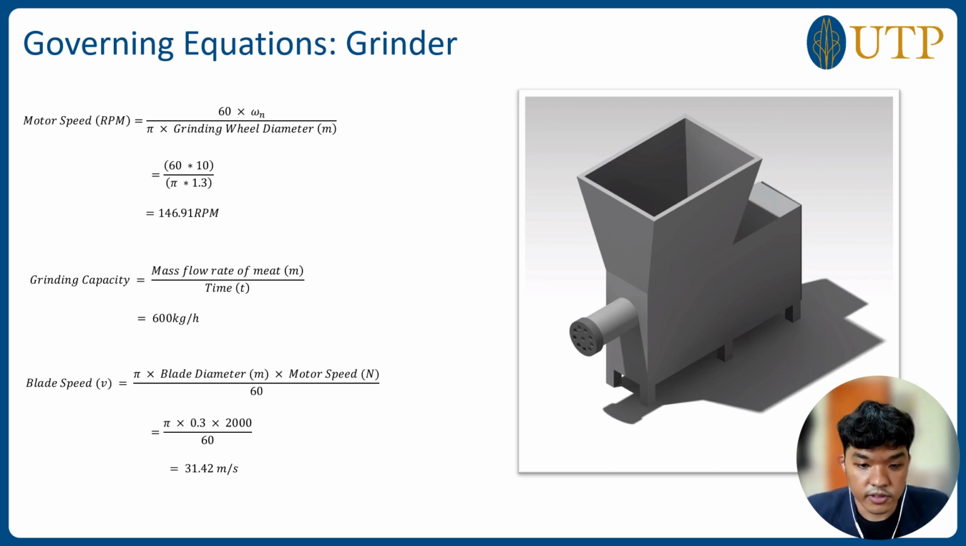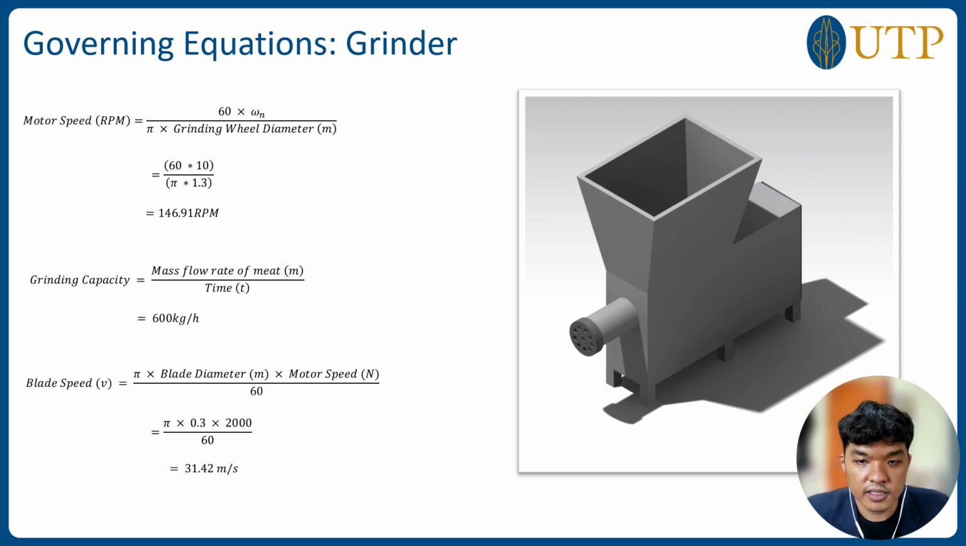And lastly, for this machine, the blade speed equation. This equation relates the blade speed to two key variables: the blade diameter and the motor speed. The blade diameter represents the size of the grinding blade, while the motor speed is measured in revolutions per minute. By using this equation, we can determine how fast the edge of the grinder's blade moves during operation.